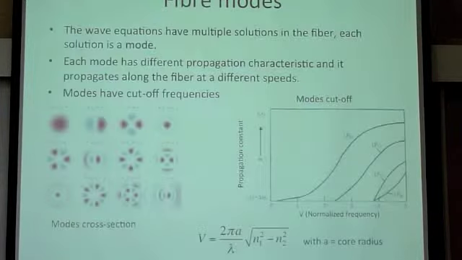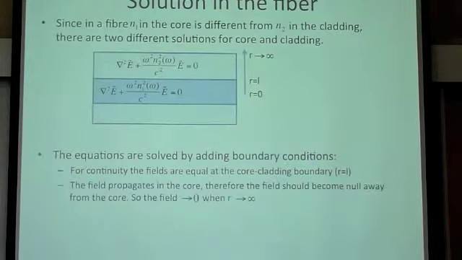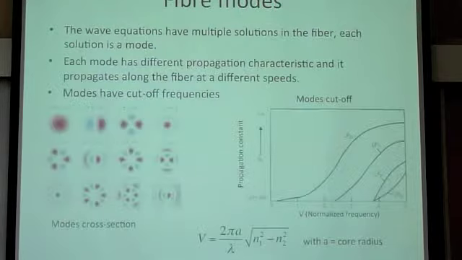I know it's big and complex. So when you come up with a complete solution of the wave equation and you solve it, those solutions are called modes, propagation modes in the fiber. Each mode has its own propagation characteristics and propagates at a different speed. Now this is an example of how that looks.